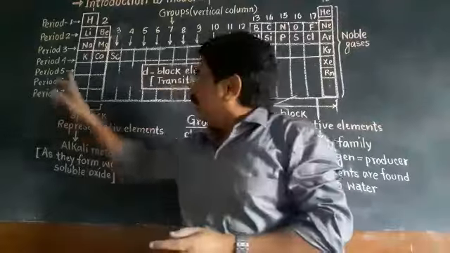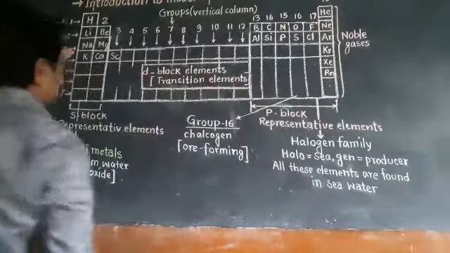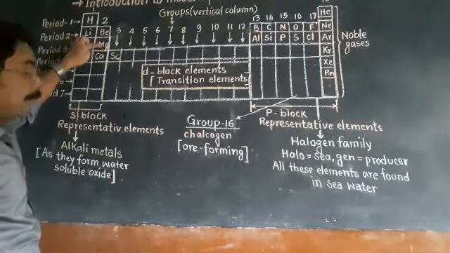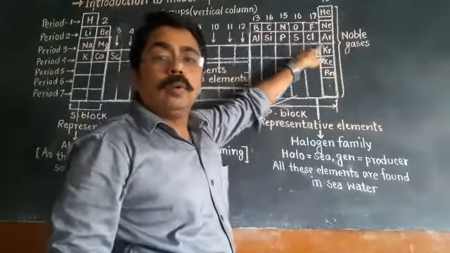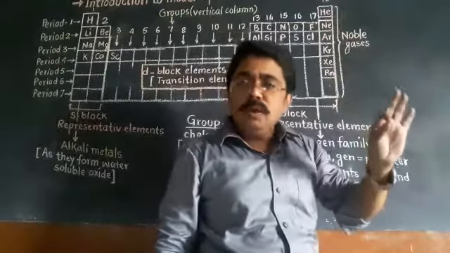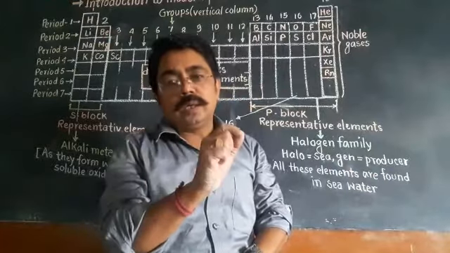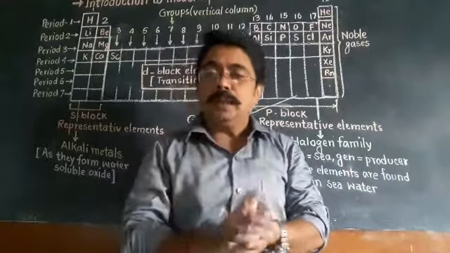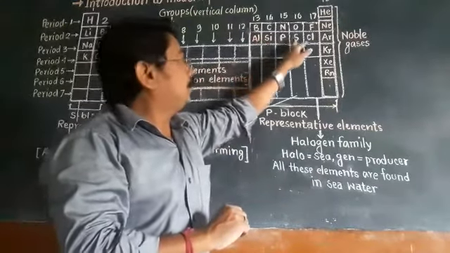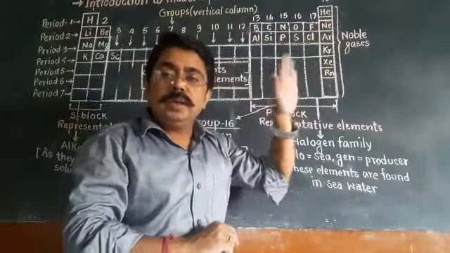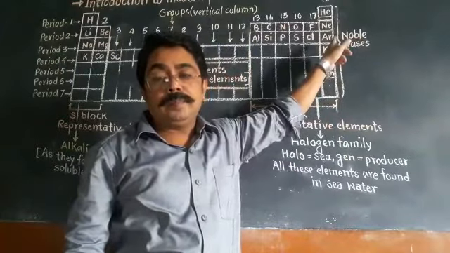Clear? Similarly, in period 3, third horizontal row. See, third period again starts from sodium, magnesium, aluminum, silicon, phosphorus, sulfur, chlorine and argon. In all, total 8 elements are there. So second and third both periods contain 8 elements. See how? Starting from sodium 1, 2, 3, 4, 5, 6, 7 and 8. So third period starts with sodium and ends with the element argon.